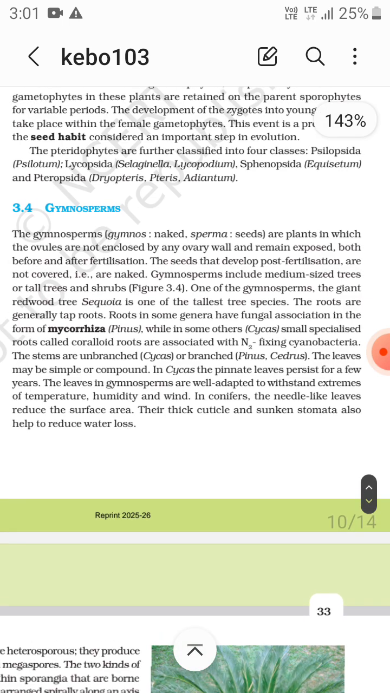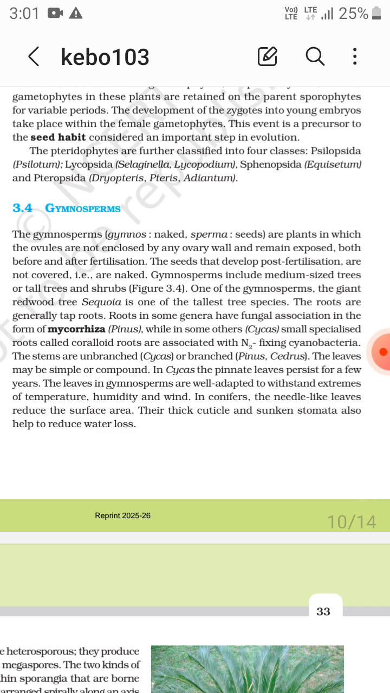So now the next division is the gymnosperms. Gymnosperms are the naked seed plants. Sperma means seeds, so these are plants in which the ovules are not enclosed by any ovary and remain exposed both before and after fertilization. The seeds that develop post-fertilization are not covered and are naked. The gymnosperms include medium-sized trees, tall trees, or shrubs, not herbs. One of the gymnosperms, the giant redwood tree Sequoia, is one of the tallest tree species. The roots are generally tap roots.